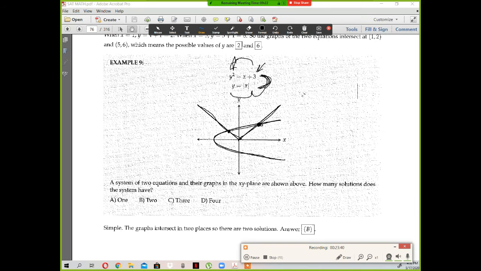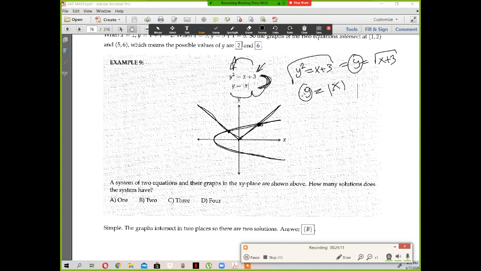First I have to find y in both of the equations. y squared equals x plus 3, and here I have y equals the absolute value of x. If I take the square root of this one, it will give me y equals the square root of x plus 3. So I have y here, I have y here. I can make them equal to each other.